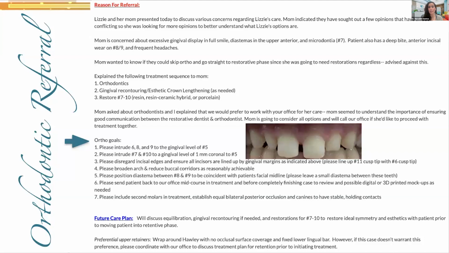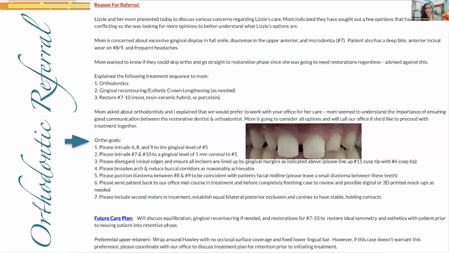Now we have Lizzie on board to understand why it's not just, hey, let's fill in the holes with a plastic material, right? We really need to get the teeth into the right position. We really want to reduce that gummy smile. We really want to make the correct contours. So when I'm sending my orthodontic referral, I can be a complete psychopath and tell the orthodontist exactly what I want to do, how I want to do that, right? What teeth I want intruded, where I want things to go, what I want lined up by maybe a gingival margin versus an incisal margin, and how I want everything to happen.